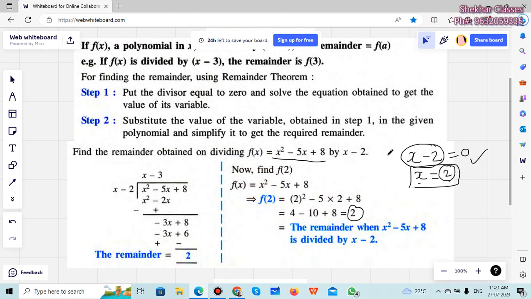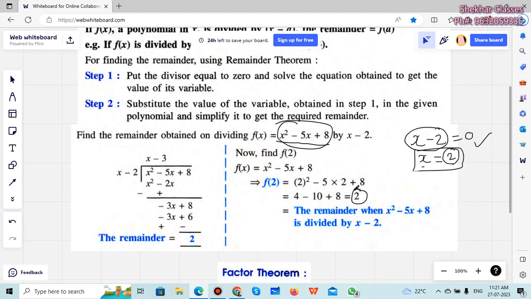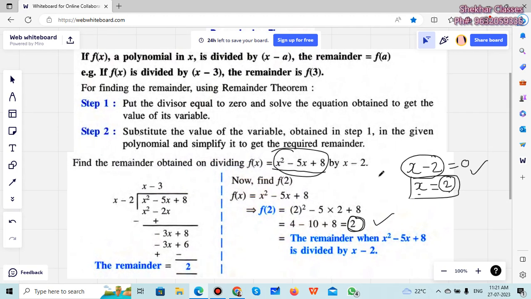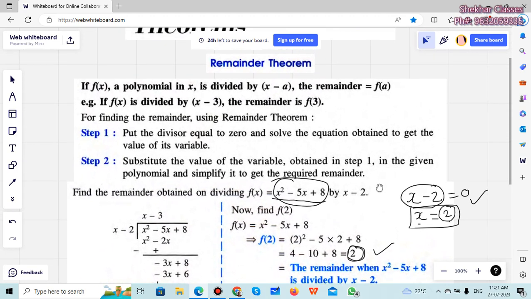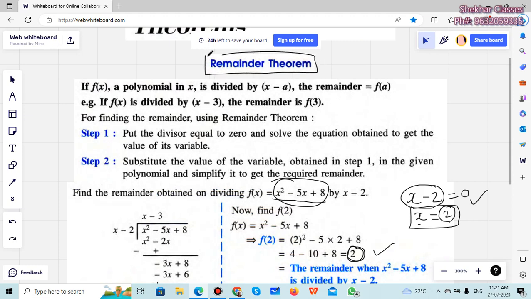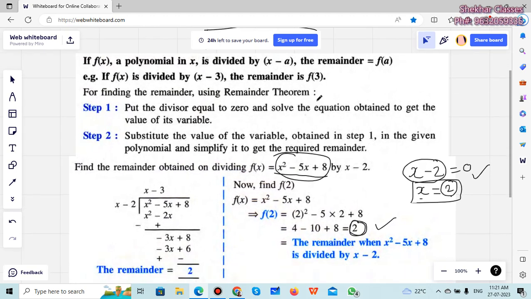Substitute the value of the variable obtained in the first step in the given polynomial, in this polynomial, and simplify to get the required remainder. I simplified it, I got the remainder required here, and this was the answer. So this method of finding the remainder comes under the category of remainder theorem. I hope you have understood. It is so easy. Now the big question coming up here, what was the remainder?